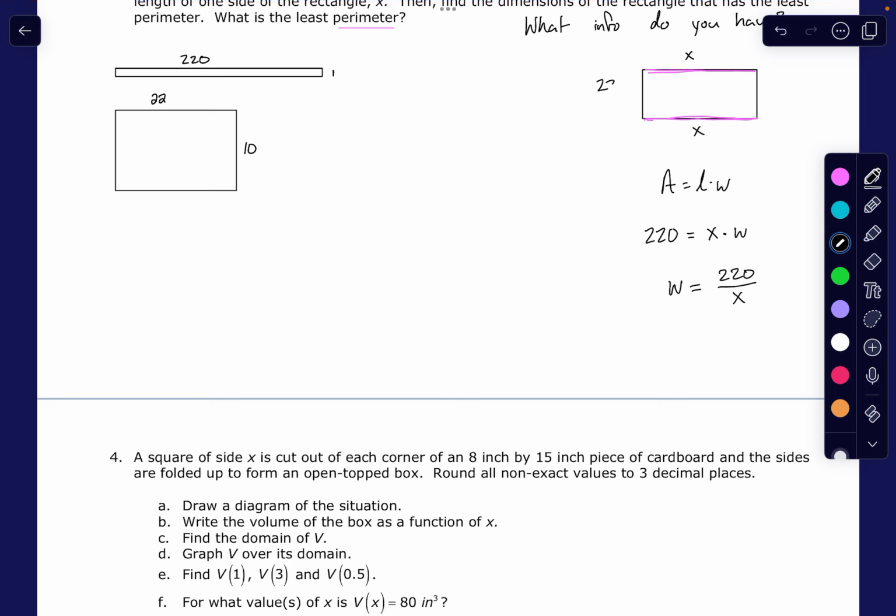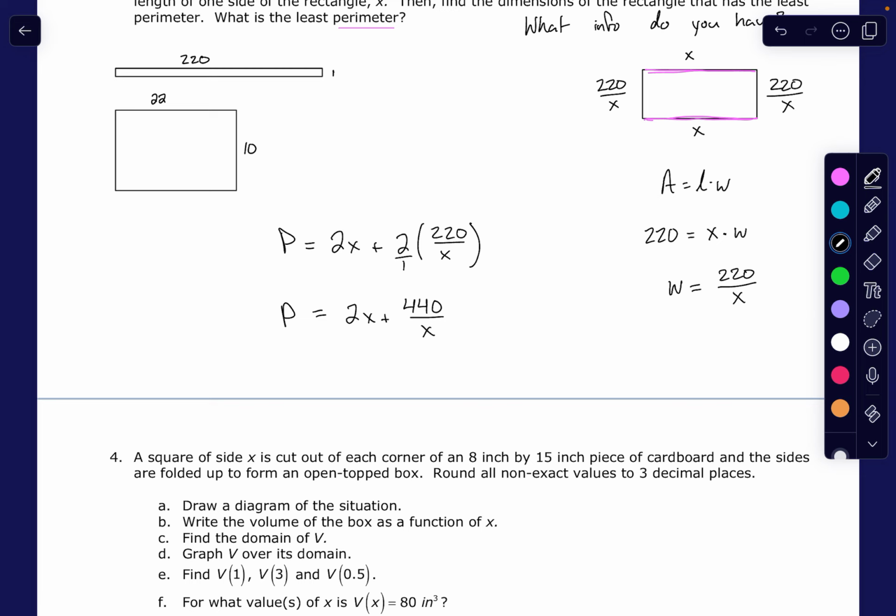And I'm also just going to put that into our diagram. Now we have enough information to start considering our perimeter. If we do that, we'll see that our perimeter is equal to 2 times the length, 2x, plus 2 times the width. Simplifying this here, this is 2 over 1 times that quantity. So that simplifies to 2x plus 440 over x.